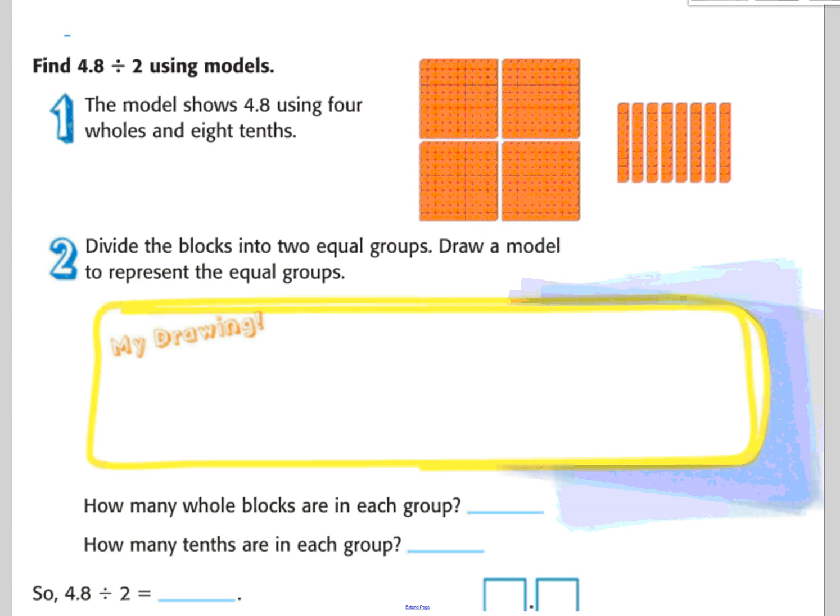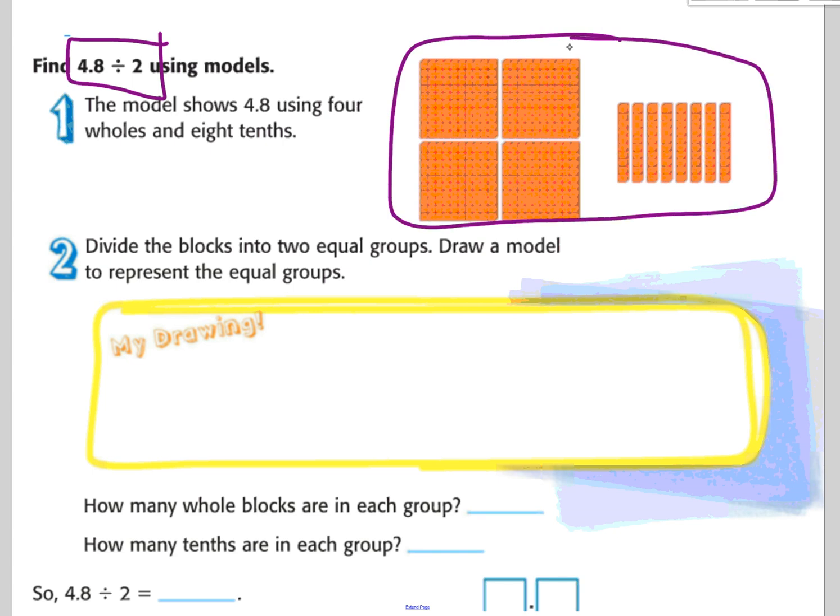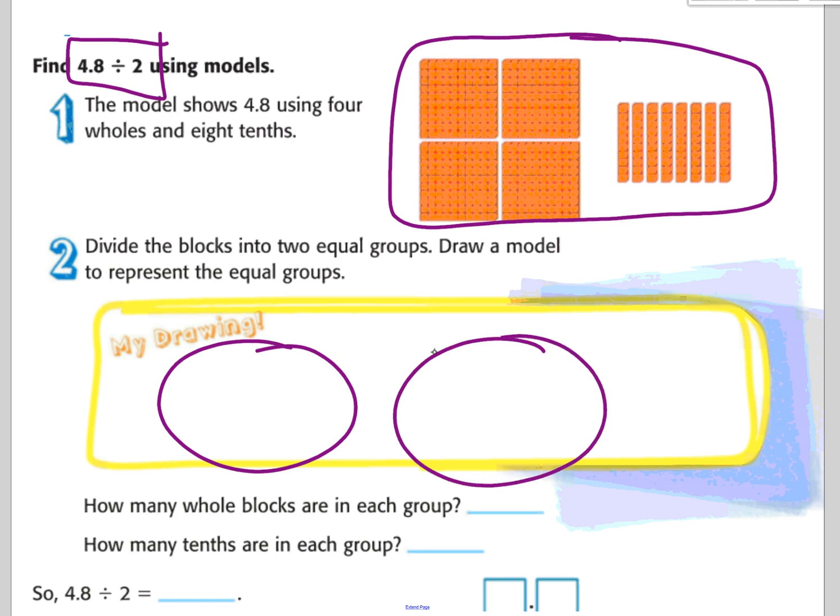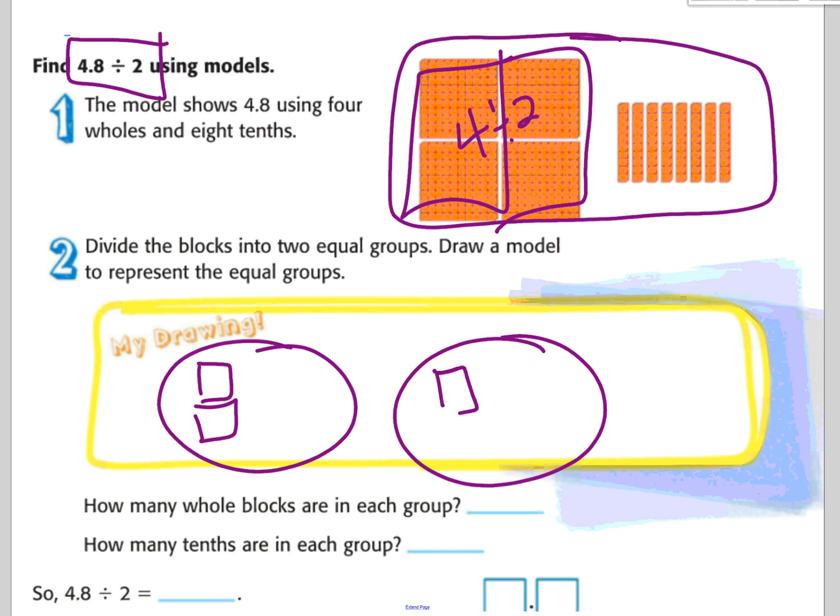Let's look at another example. This time we're going to do 4 8/10 divided by 2. So here's my 4 8/10 right up here. I need 2 groups this time. So I'm just going to make 1 group here and 1 group here. Now I have 4 wholes, and so if I divide those into 2, it's going to be 2 for each. So I'm going to put 2 of the blocks here and put the other 2 blocks over here.